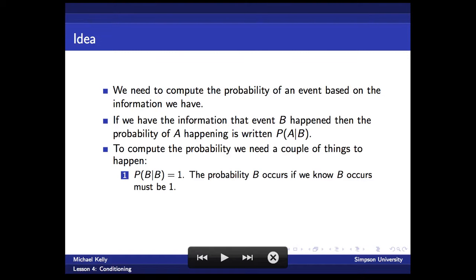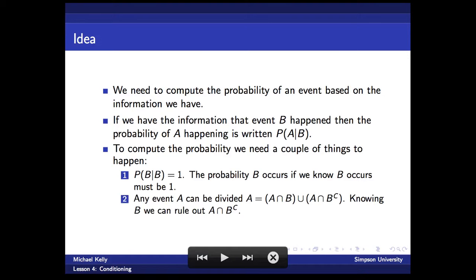Intuitively, we want a couple of things to happen in the formula. Since we know that B has occurred for sure, the probability of B given B should equal 1. Also, recall from set theory that any set A can be written as A intersect B union A intersect B complement. That is, it's all the points that are in both A and B and all the points that are in A but not in B. So knowing that B occurred, we can throw away the A intersect B complement part, because if the outcome has to be in B, then it's not in B complement.